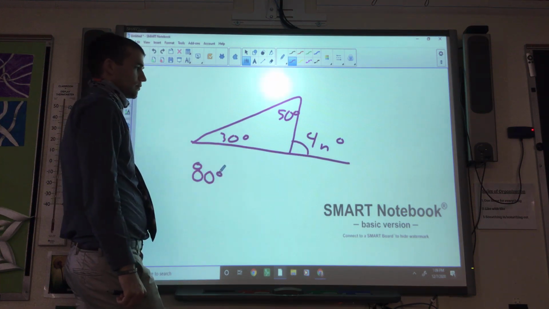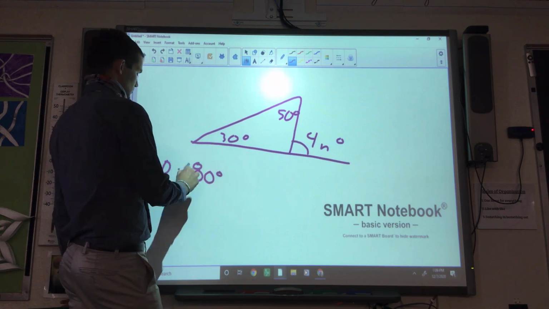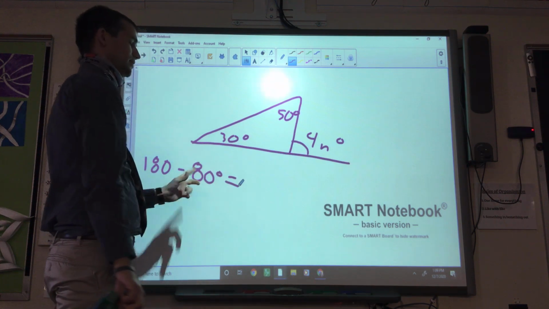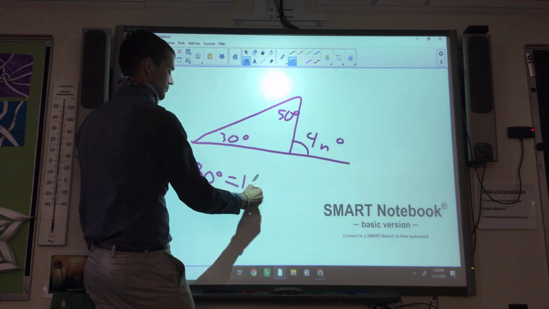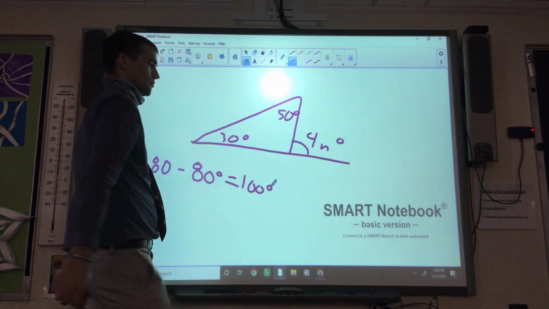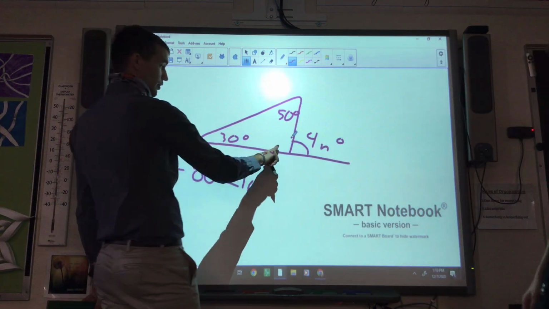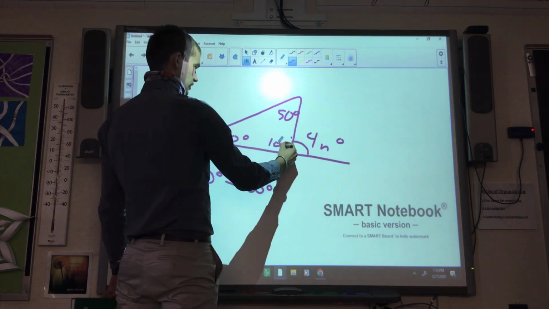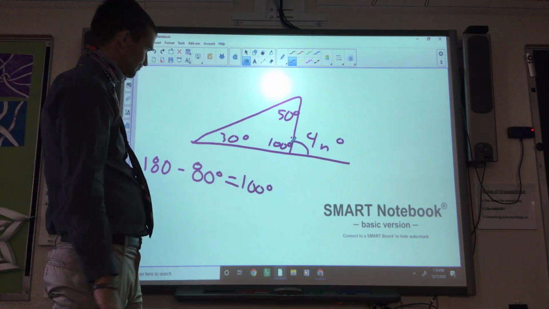So it's 180 minus 80, which is 100, then 100 divided by 5. Why is it 180 minus 80? Because I'm trying to figure out what this thing is. Okay, so this is 100? Yeah, because 100 plus 80. It looks like 90, but it's not.